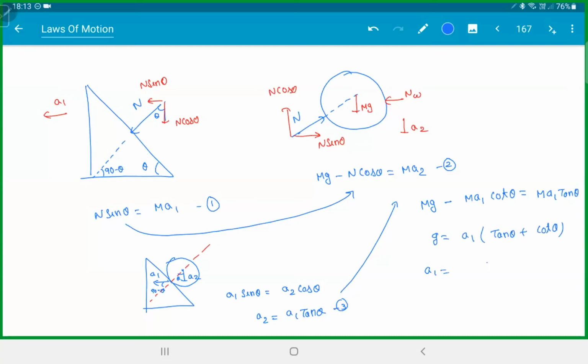So that will be g by tan theta plus cot theta, which will be sin theta by cos theta plus cos theta by sin theta. That will be sin squared theta plus cos squared theta, which will be 1. So that will be g sin theta cos theta. Check. Once you get the equation, it is just a matter of math.